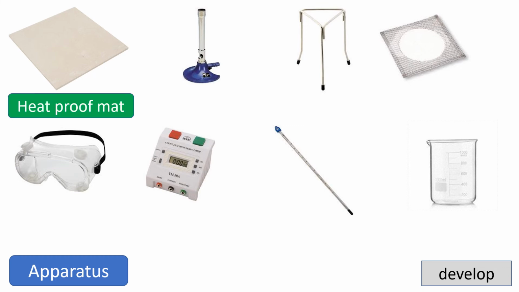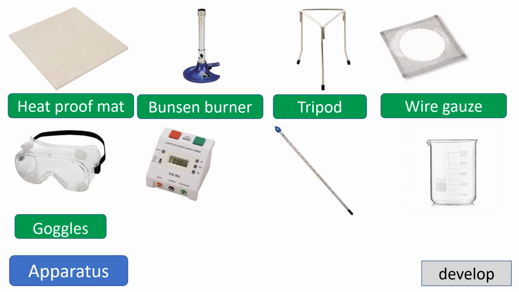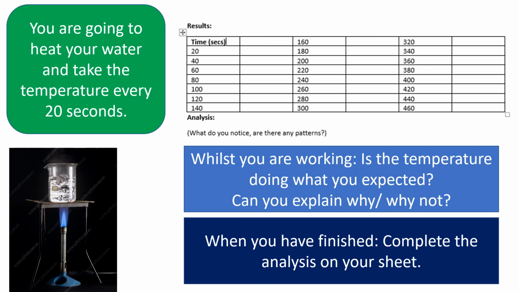So here, heatproof mat, this is your Bunsen burner, the tripod, the wire gauze, or gauze is fine, your goggles or your safety specs, a stop clock or a timer, your thermometer, otherwise how are you going to measure heat, and this is a beaker, not a flask.